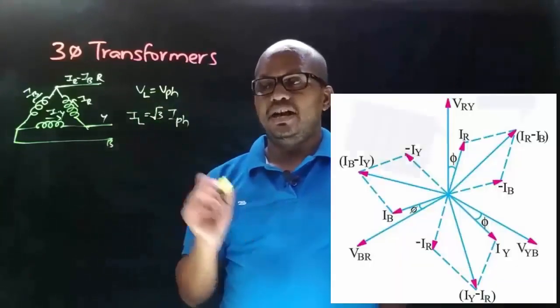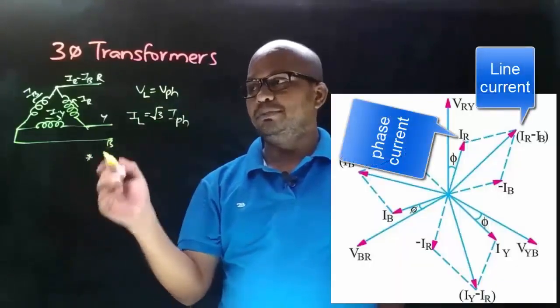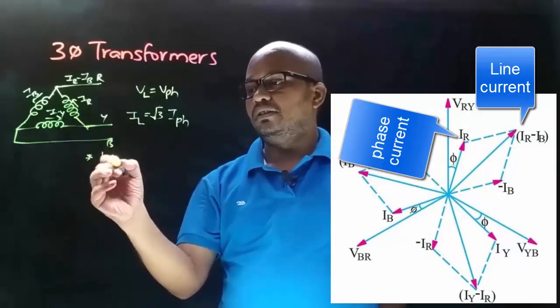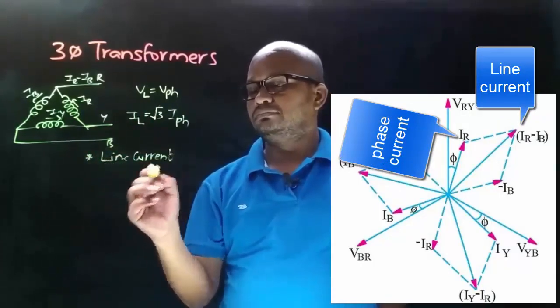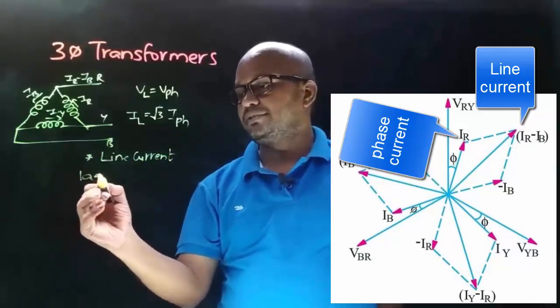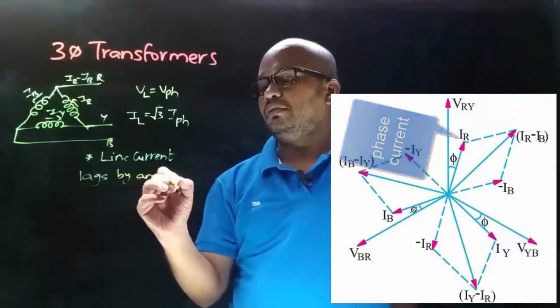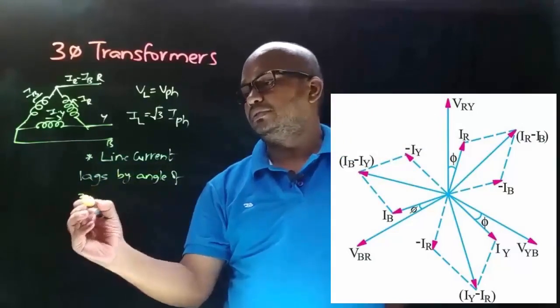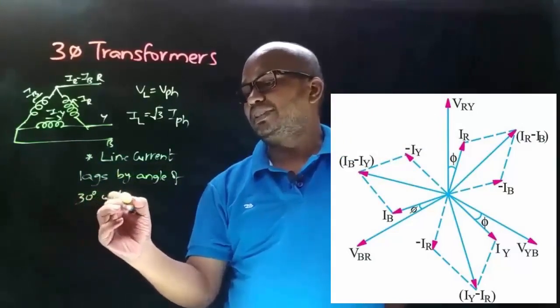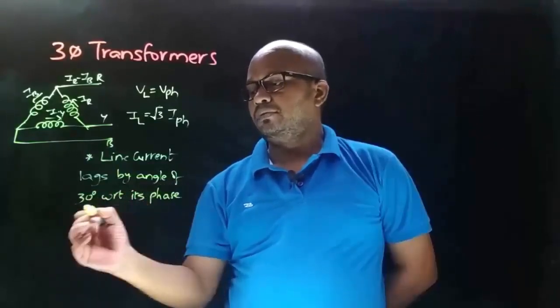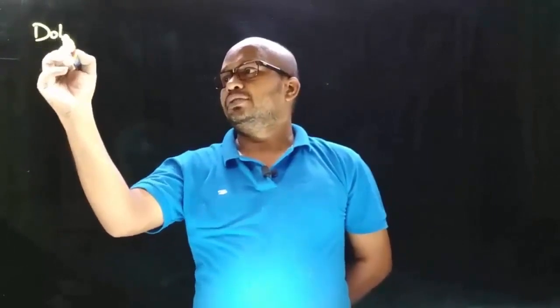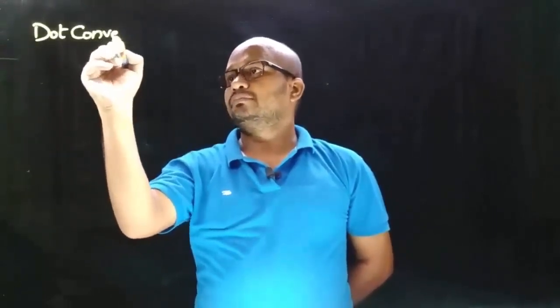phase current. And the important point that you must keep in mind here is that line current lags by an angle of 30 degrees with respect to its phase current. Now let's discuss the dot convention concept.